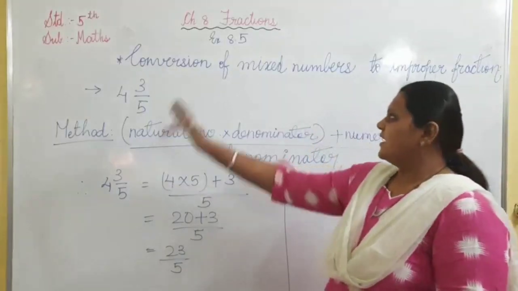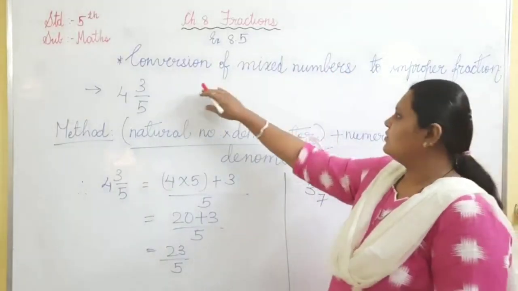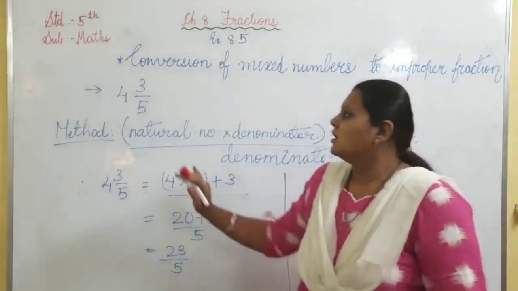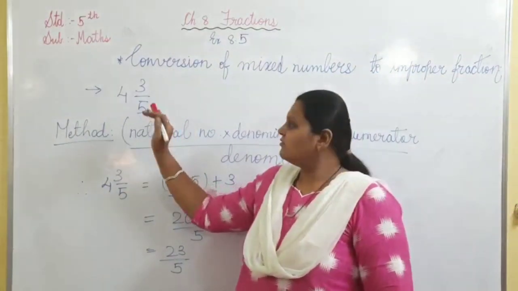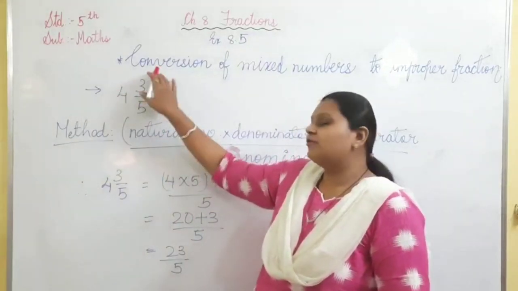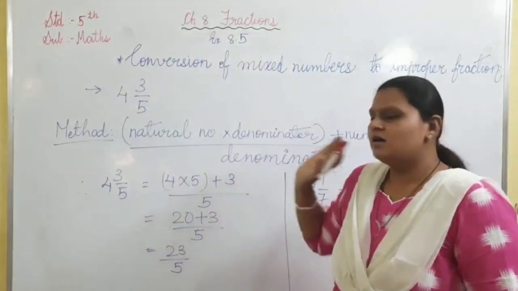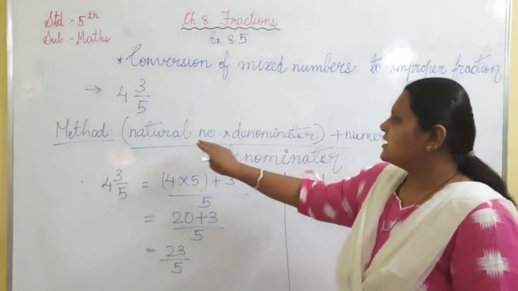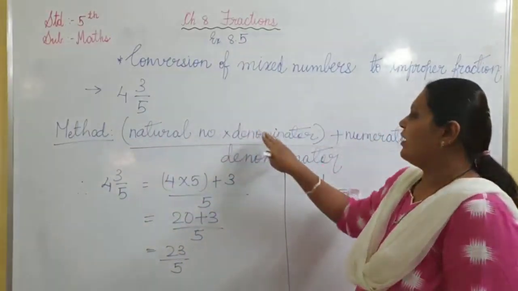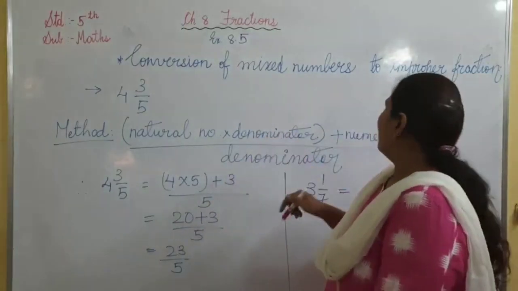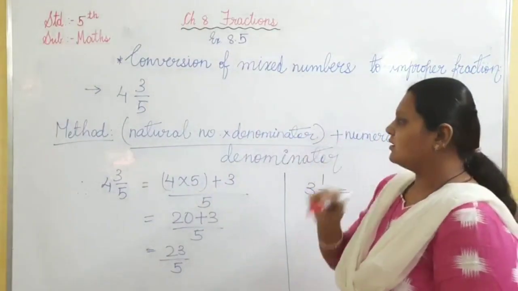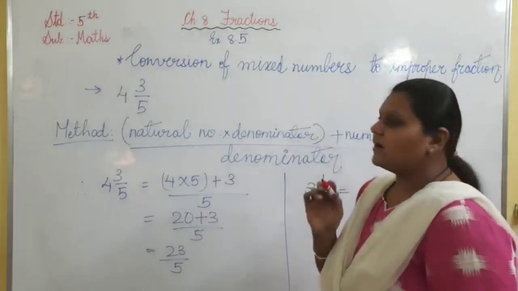Next exercise is exercise 8.5, conversion of mixed numbers to improper fractions. For that we will understand one example. 4 3 upon 5 is the question. Now how to write? The method is: natural number multiplied by denominator plus numerator, upon denominator. So it's very easy to understand.